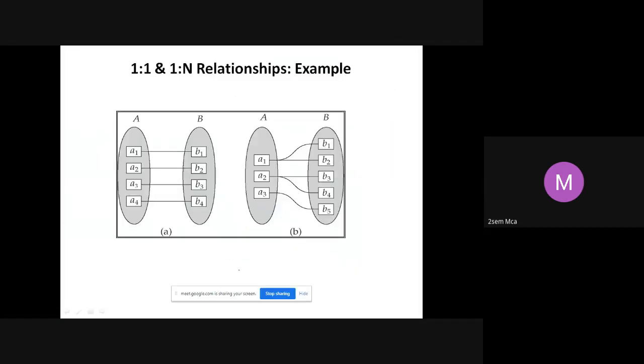Now this is an example. 1-to-1, you're seeing on this side. Yeah, this whole thing is 1-to-1. A1 is related to B1, A2 to B2, A3 to B3, A4 to B4. 1-to-many: A1 is related to B1, B2. A2 is related to B3, B4. A3 is related to B5.